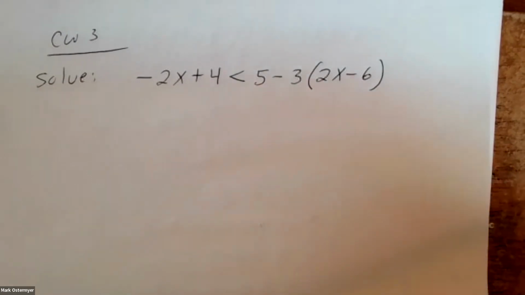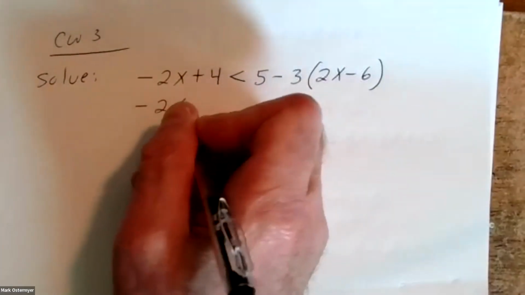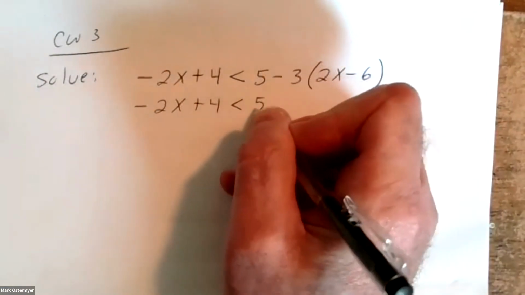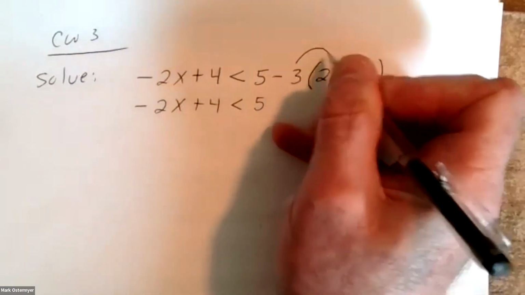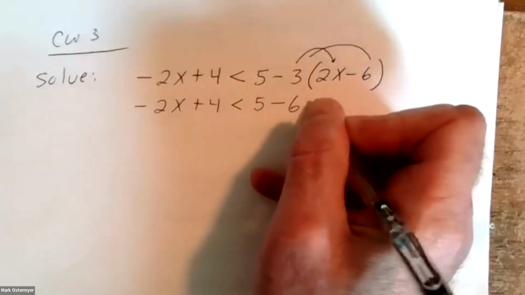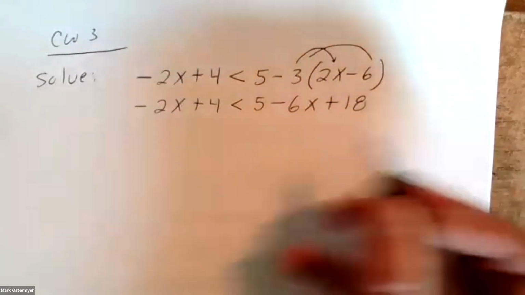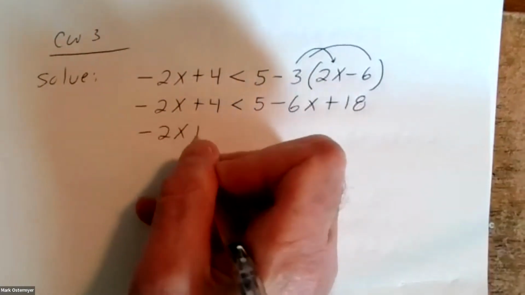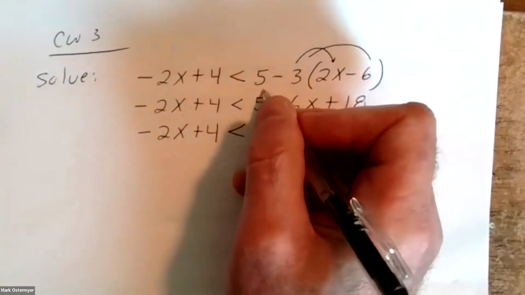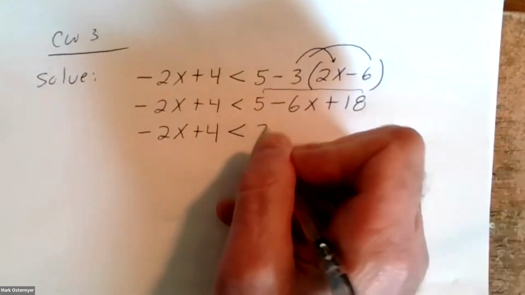All righty, let's see how we're doing out there. Left side, no simplifying necessary. Right side, we're going to have to distribute a -3 inside the parentheses. -3 times 2x, minus 6x. -3 multiplied by -6, plus 18. The right side needs a little more simplifying. We combine like terms, 5 plus 18 to give us 23.